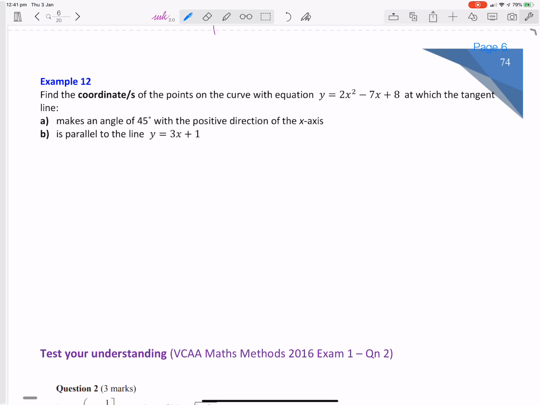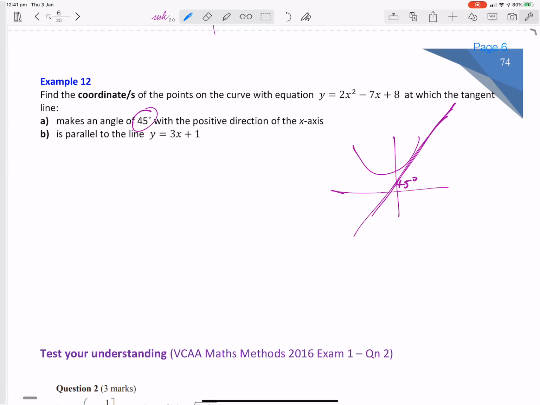Okay, this is the last bit. Find the coordinates of the points on the curve with equation at which the tangent line makes an angle of 45 degrees to the axis. So just say we sketch the graph and it looks like that. We want to know when this angle in here is 45 degrees. So what we're going to do is work out what the gradient of that line is. It makes an angle of 45 degrees with the positive x-axis.